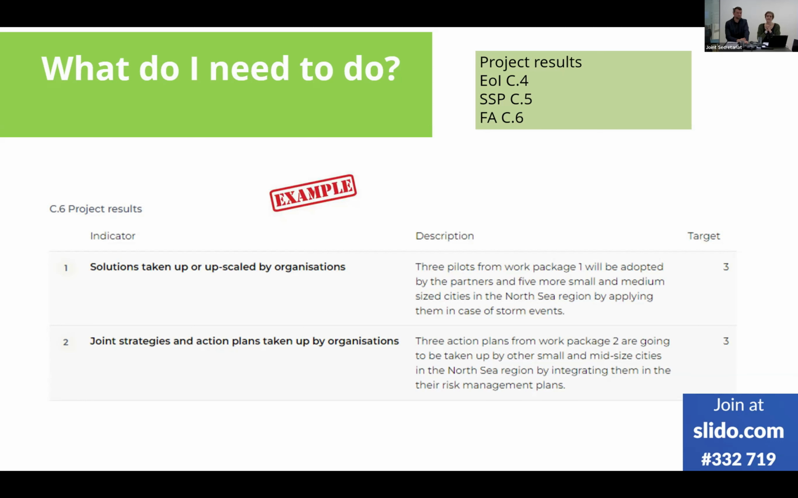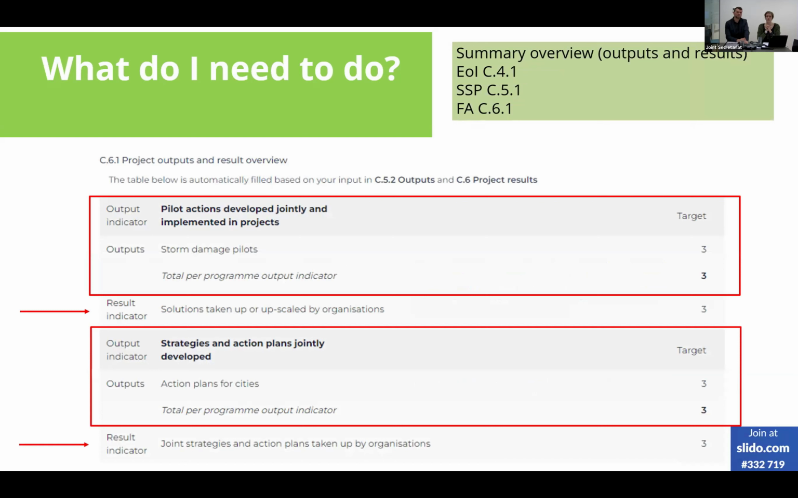And then on the next slide, this is also what you will see when you move on in your application form. After you've filled out the work packages, including the outputs, plus the result indicators, you will get to that overview table here. It depends on which application form you're working in. So in the green box at the top, you can see when working with an EOI or an expression of interest, then it's the section C41. When you're working in a small scale project, then it's C51. And in a full application, as you can see here on the screenshot, it's C61. That's the overview table about outputs and results.